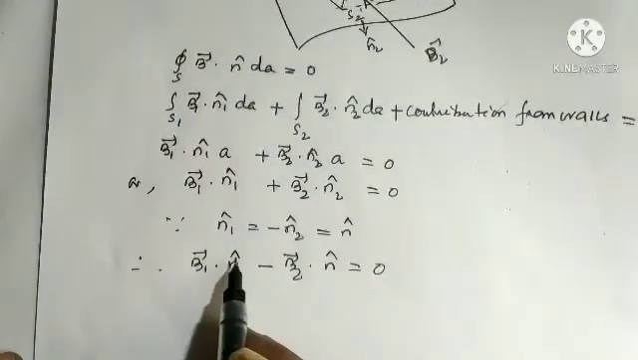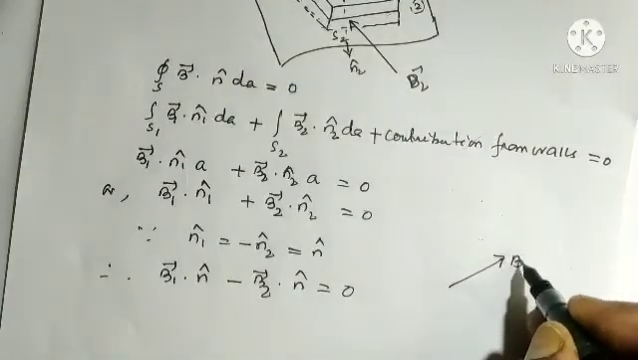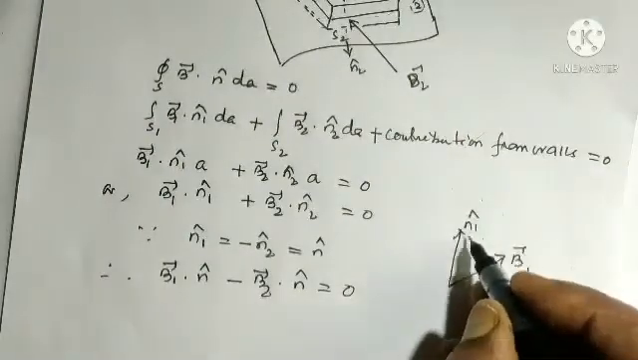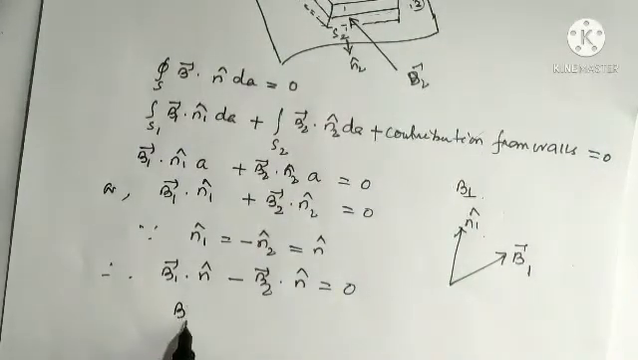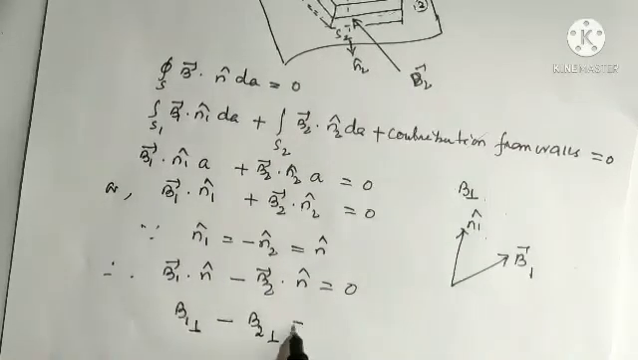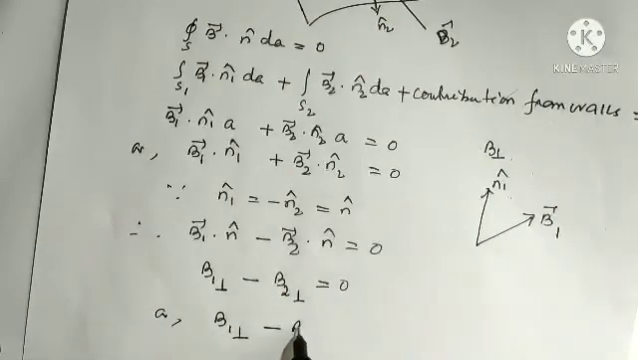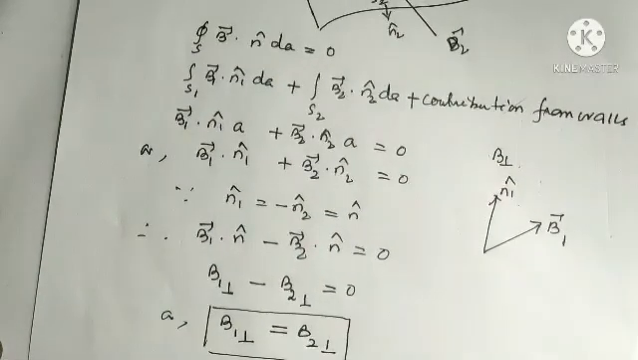B1 dot n cap is the normal component. Suppose this is your B vector, this is the B1 vector, and this is n1 cap. So the normal component of the B1 vector along n1 cap is B perpendicular. So B1 perpendicular minus B2 perpendicular is equal to 0, or B1 perpendicular is equal to B2 perpendicular. Thus, the normal component of magnetic induction is continuous across the boundary.